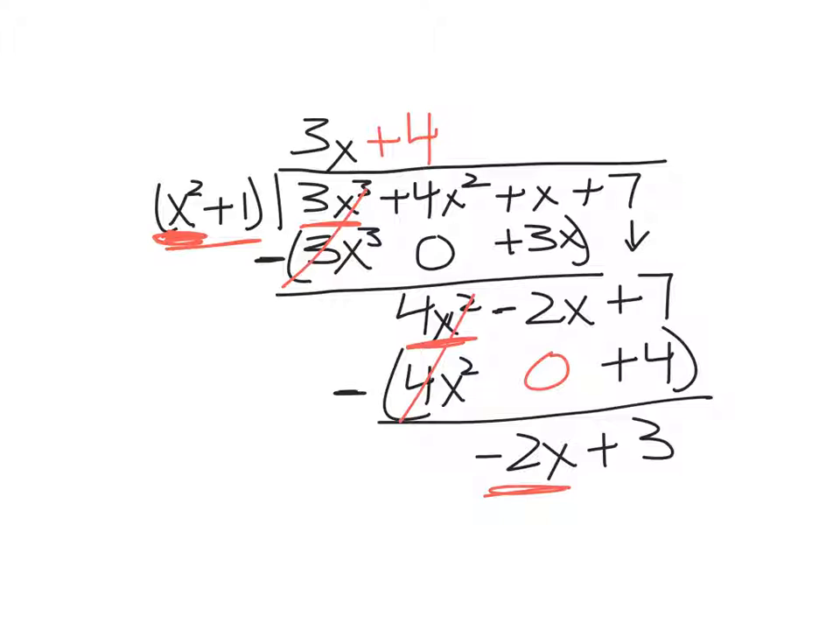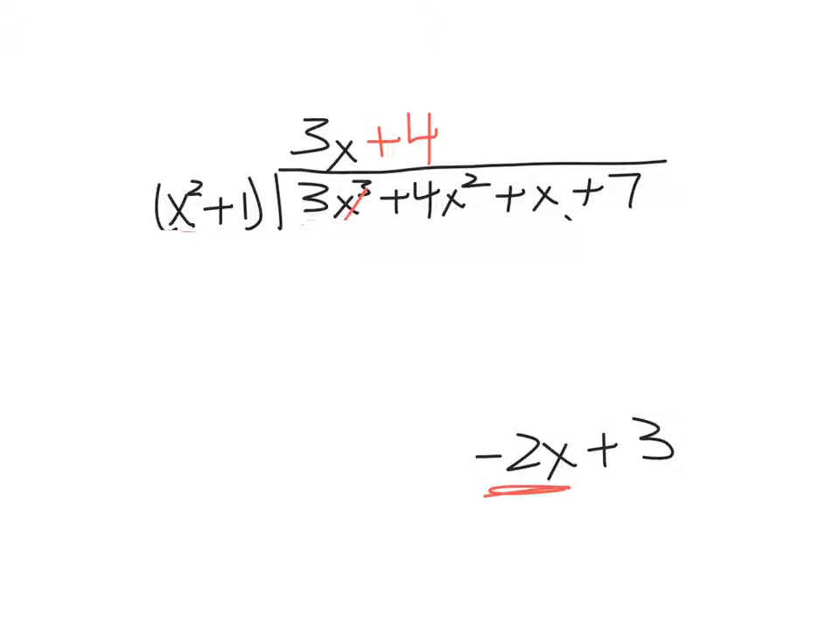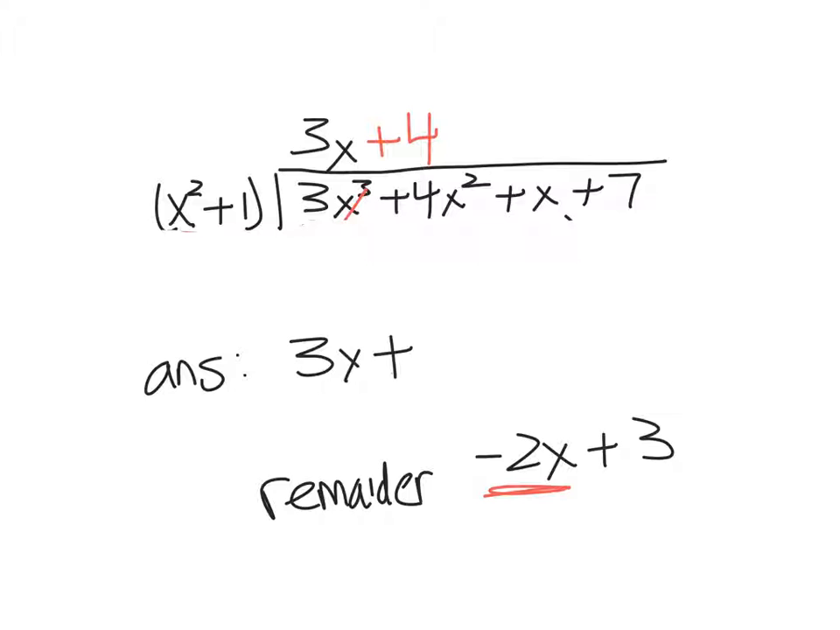What it means is that, for the original equation, I'm going to stop this for a second and write the summary. So this is a remainder, basically, what's left over and cannot go into the original polynomial. So our answer is 3x plus 4, and you could either say remainder negative 2x plus 3, or you can write it as a fraction, negative 2x plus 3 over x squared plus 1.